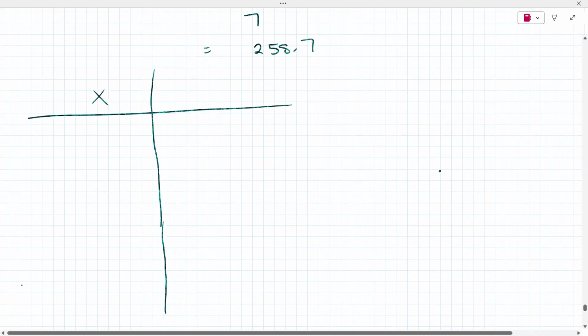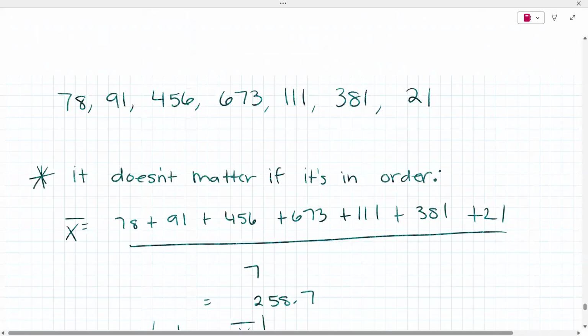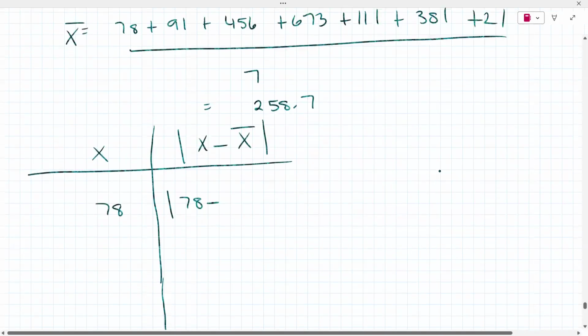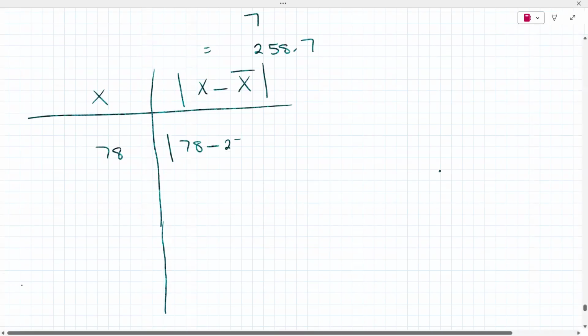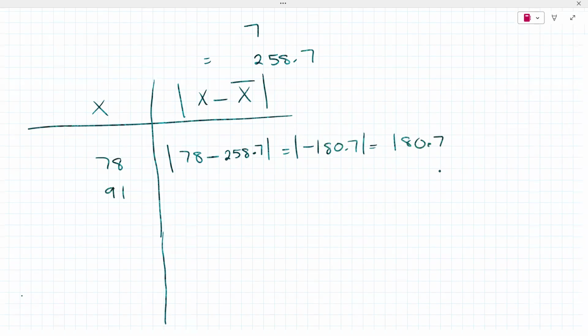So here on the left it's X, and then over here it's going to be the absolute value of X minus the average. So 78, and then this is going to be the absolute value of 78 minus the average, which is 258.7. If you put this in the calculator, it should give you negative 180.7. And we know that taking the absolute value of a number always becomes positive. It's 180.7. The next number is 91.